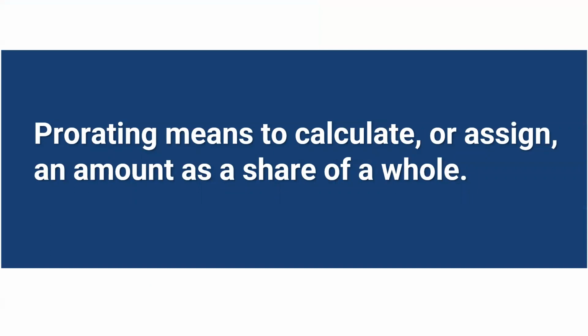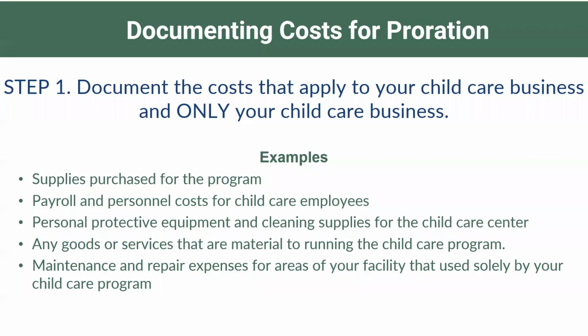Prorated costs are those that are divided proportionally based on a unit of time, location, or another factor relevant to the business. For example, if your child care business is located in the basement of a local church, the utility costs would be shared between the child care business and the rest of the church. Because only a portion of the building is used for a child care business, only a portion of the utility bills would be considered child care business expenses. To determine how much of these costs can be allocated to your child care business, you will need to prorate them. Prorating your costs is a four-step process.